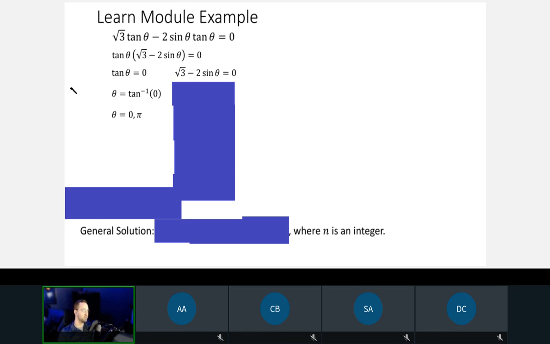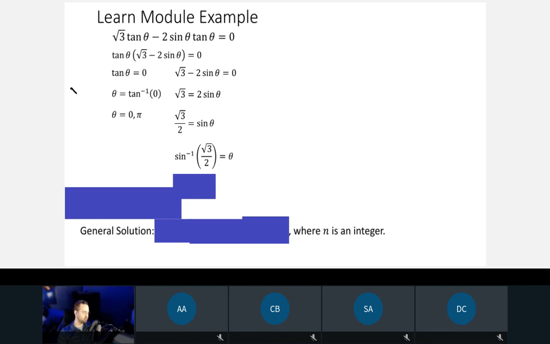All right, for the second equation on the right, we're going to add 2 sine theta to both sides, divide by 2 on both sides, and then inverse sine both sides. And then the question is, what angle do we have where y equals rad 3 over 2? Well, for rad 3 over 2, we have 2 places: pi over 3 and 2 pi over 3. All right, so this is like the kind of twist they talk about in the module.